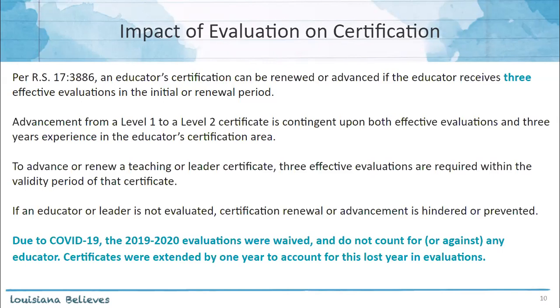To advance or renew a teaching or leader certificate, 3 effective evaluations are required within the validity period of that certificate. If an educator or leader is not evaluated, certification renewal or advancement is hindered or prevented. A note about this year: due to COVID-19, the 2019-2020 evaluations were waived and do not count for or against any educator. Certificates were extended by 1 year to account for this lost year in evaluations.